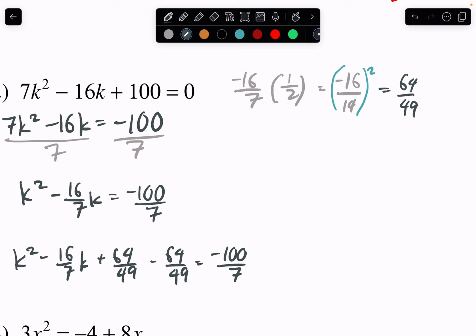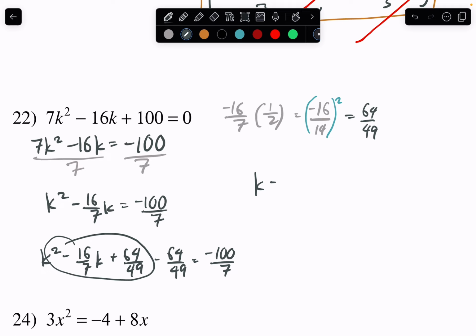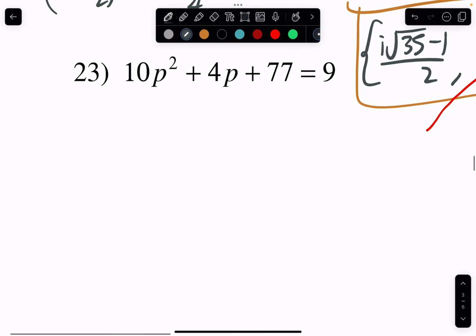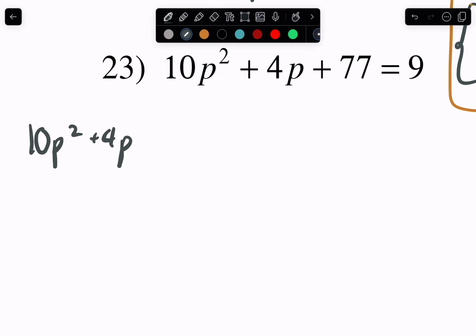Eight over 7. Okay, I am pretty sure this cannot be completely factored. Wow. This question is next level. We're not answering this. GG's. 23. Negative 68.